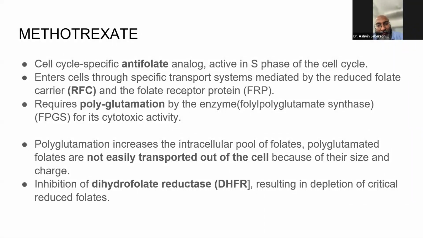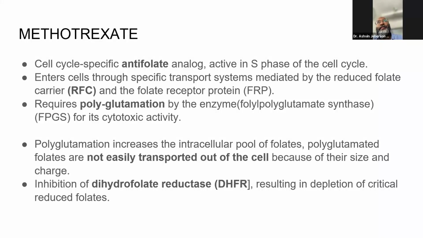Once it gets polyglutamated, it cannot be transported out of the cell, and then it causes inhibition of dihydrofolate reductase, which is responsible for converting DHF, dihydrofolate, to tetrahydrofolate, the reduced form. Because it inhibits that step, it is more effective in the S phase, due to which purine synthesis and DNA synthesis will not happen, and the cells die.